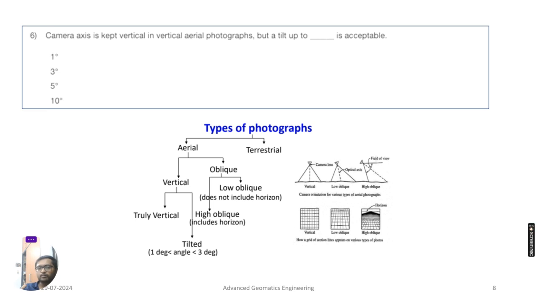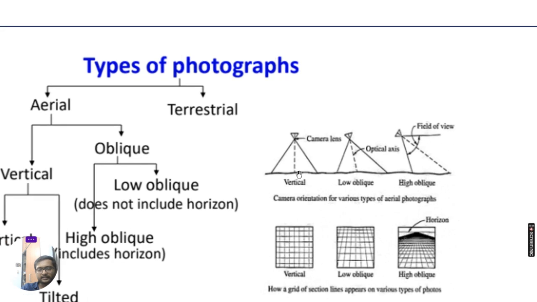So how much tilt is acceptable in capturing vertical aerial photographs, which are at 90 degrees, where we are seeing from the top straight down? How much tilt is acceptable in those conditions? 1 degree, 3 degrees, 5 or 10 degrees? 3 degrees. Okay, the tilt I am talking about is this: the camera is airborne, and you are looking exactly below from the camera to the ground, and you have some tilt.